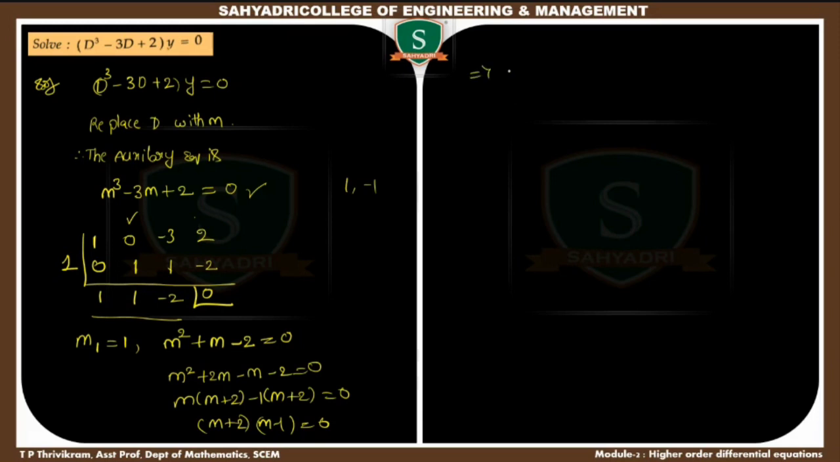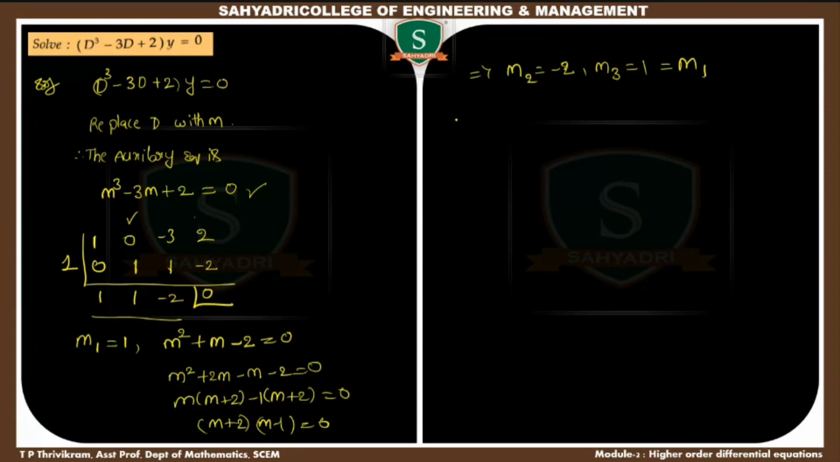This implies m2 is equal to minus 2. Similarly, m3 equal to plus 1. If you check all three roots, this is equal to m1 also. So we got two equal roots and one distinct root.